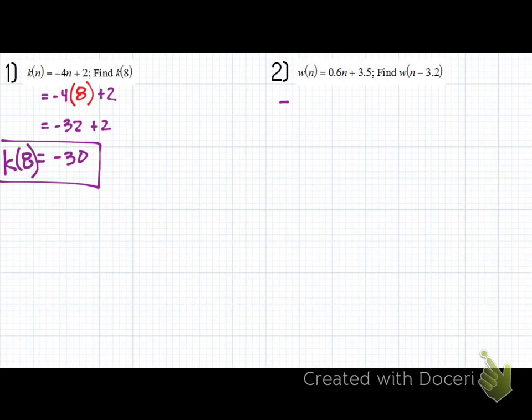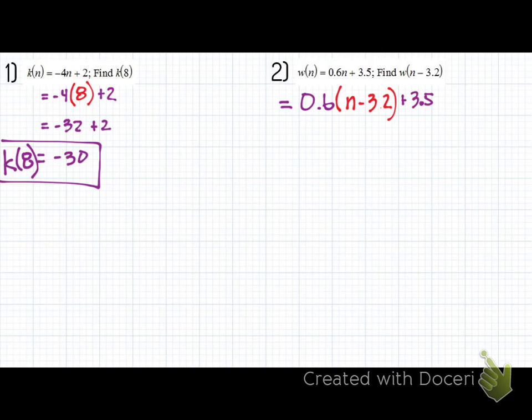Okay? So we have n here. So I want to rewrite this. Instead of the function saying n, I'm going to say that it has 6/10 times the value of, not n, but n minus 3.2, plus 3 and 5/10. Okay?